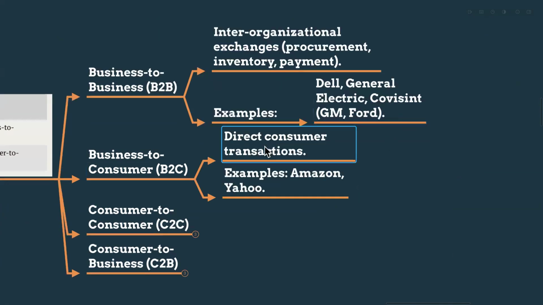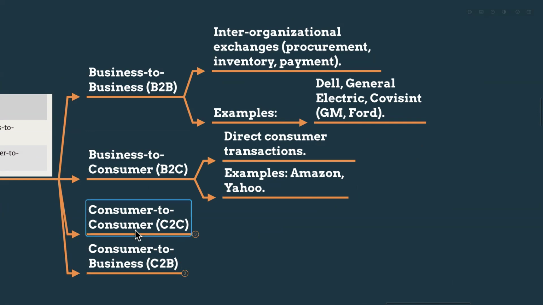And business to consumer is a direct consumer transaction, like Amazon, Yahoo, right? Companies selling directly to customers. Daraz.lk selling to you. That is the B2C model. Pizza Hut online delivery, a business to consumer model. You can pay your Dialog bill online, bill payment, business to consumer directly.